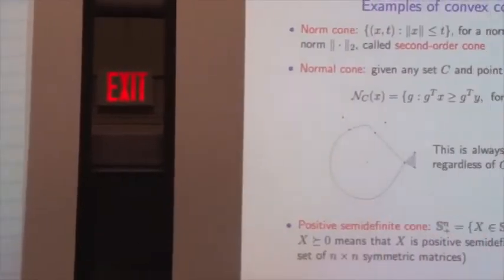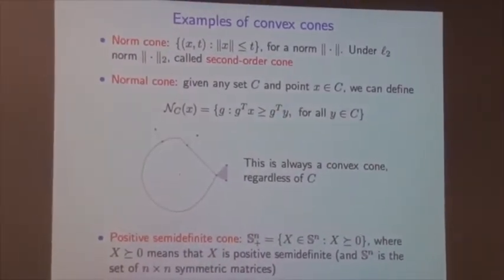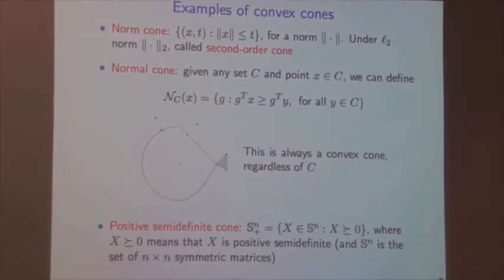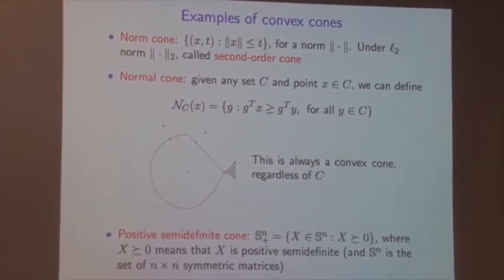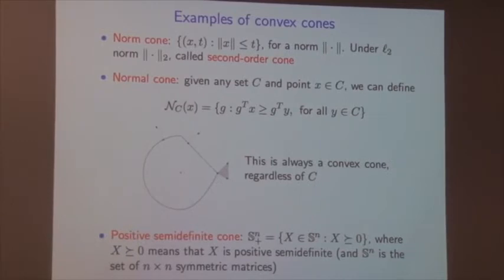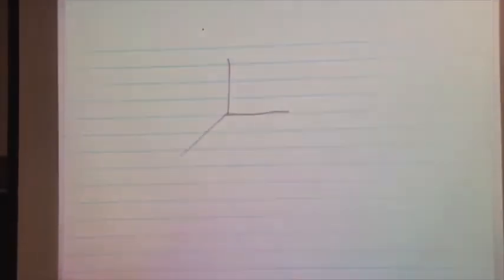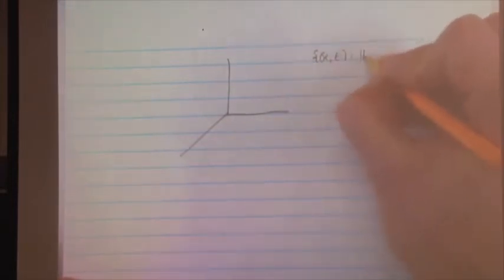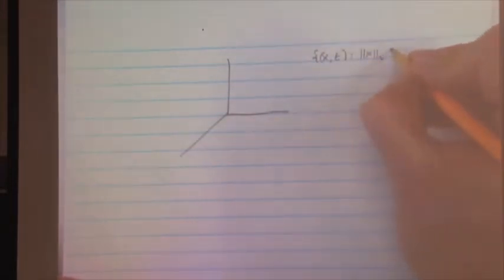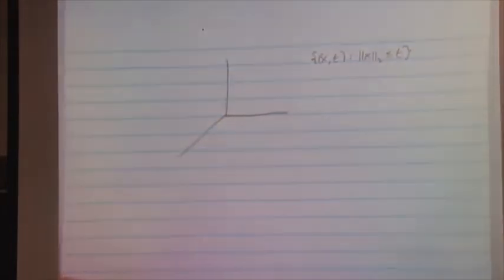So I look at the set of all pairs x and t, where x is a vector and t is a scalar, such that the norm of x is less than or equal to t for some norm. Then that's always a convex cone. So what does that look like for the L2 norm? Let's see if we can try to draw it. This is supposed to be R3 now, not to trick you guys. We call it the second order cone, which is the set of all x, comma t, such that the L2 norm of x, or just the standard Euclidean norm, is less than or equal to t.